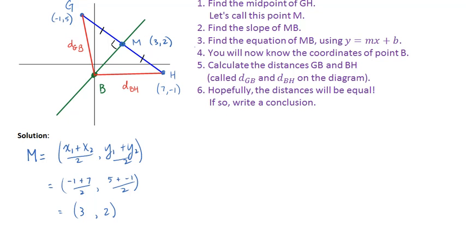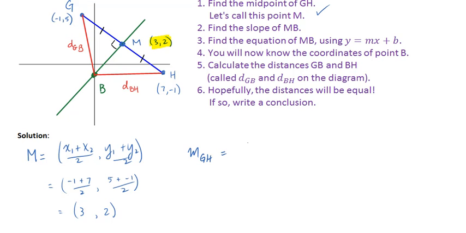And you want to put that on your diagram once you figure it out. So there's the point we figured out. Okay, step 1 is finished. Number 2, find the slope of MB. Okay, I'm going to call that little m, and I'll call it m_MB. How do we figure that out? Well, that will be the negative reciprocal of the slope of GH. So I really do have to figure out the slope of GH first.